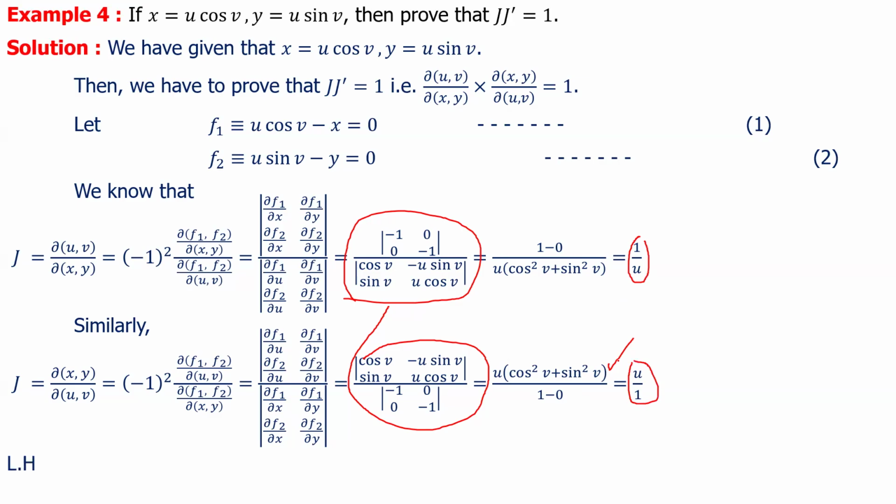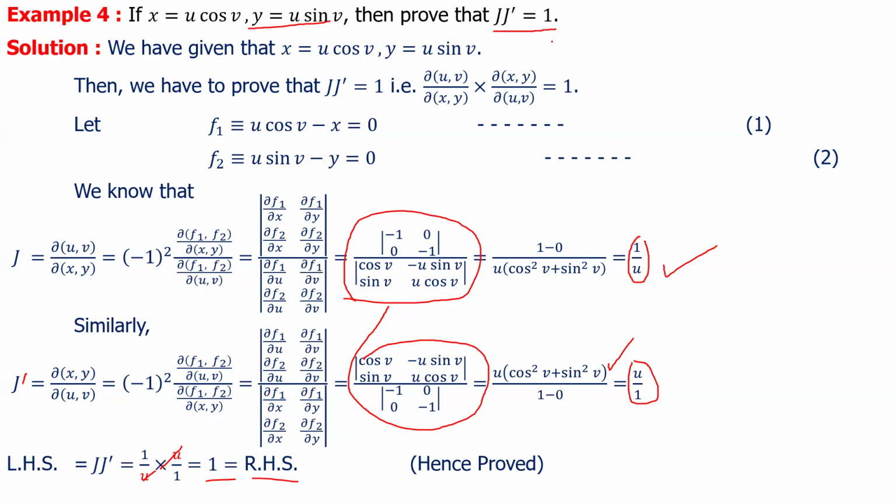So therefore, what is the left hand side? Left hand side is J dash, which is equal to 1 upon u, J is u upon 1, and J dash is 1 upon u. So this u will cancel and we have 1, which is the right hand side. Hence, if x equal to u cos v and y equal to u sin v, then J dash is equal to 1. Hence proved. Thank you.